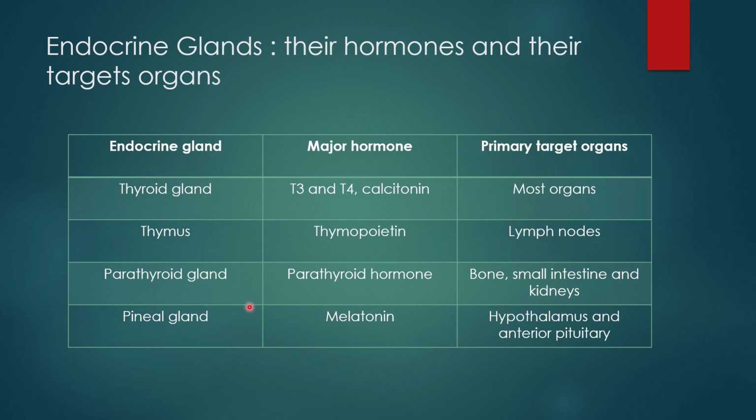Parathyroid gland produces parathyroid hormone, which targets bone, small intestine, and kidneys. Pineal gland produces melatonin hormone. This hormone targets the hypothalamus and anterior pituitary for the regulation.